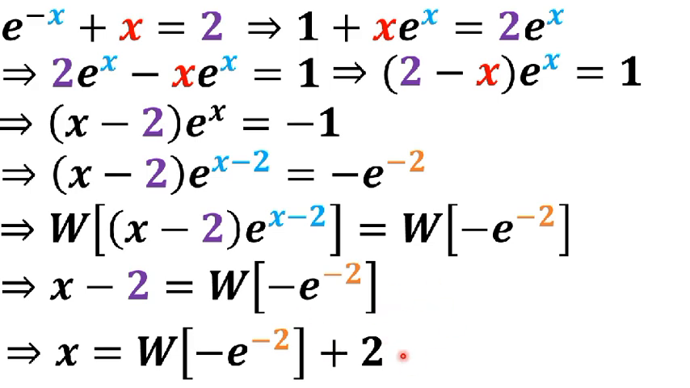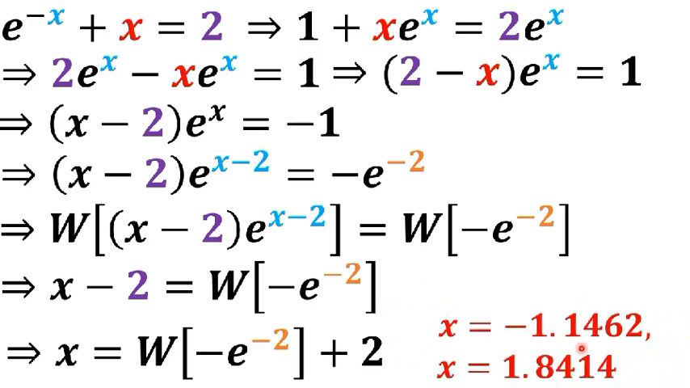So guys, if you go to Wolfram Alpha, you will see that the values of x are going to be -1.1462 to 4 decimal places, and you have the second value of x to be 1.8414 to 4 decimal places, guys. So guys, these are approximate solutions to this our equation.